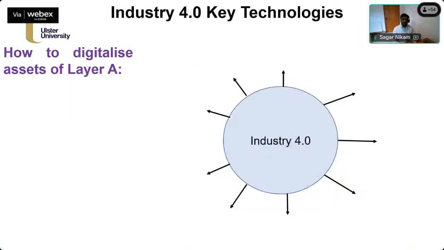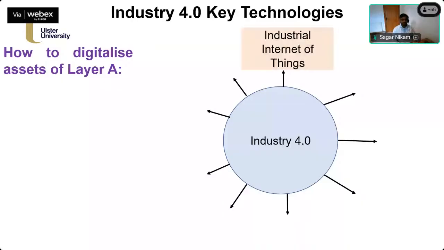So we talk about digitalization. That's all the technologies or assets that are specified in layer A. That could be physical assets and non-physical assets as well. So Industry 4.0 plays a very key role in digitalizing these assets. But what are those technologies that are being used to digitalize this particular asset?